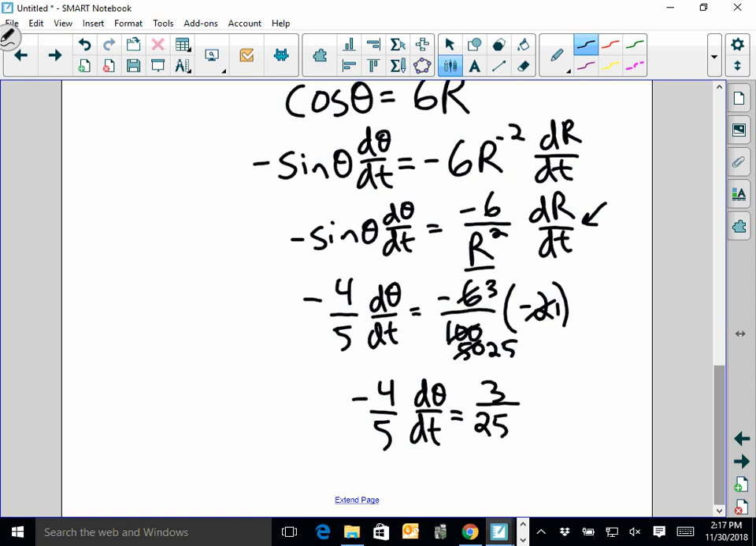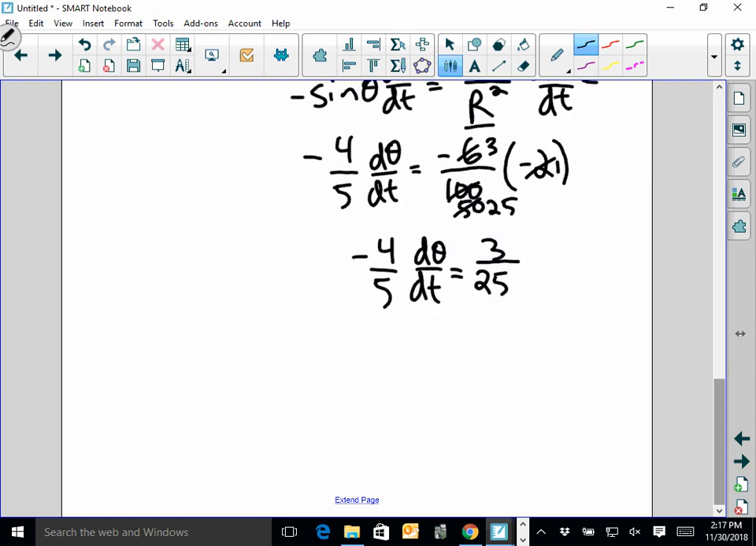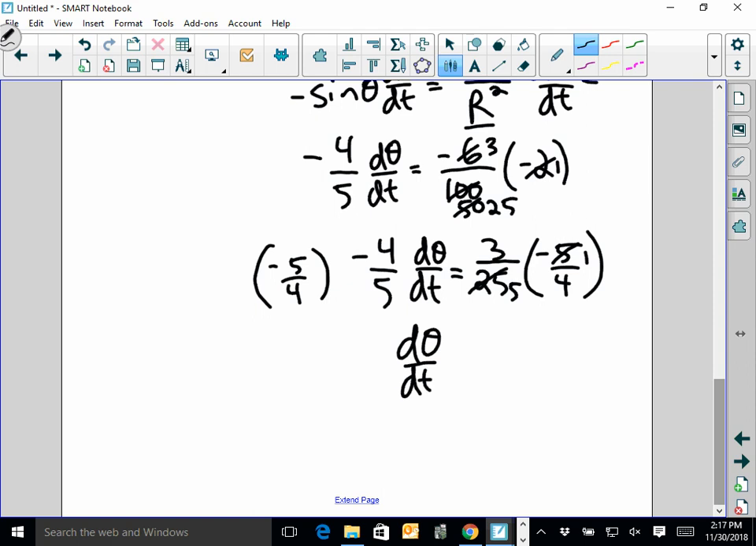Okay, the last thing I need to do is multiply both sides by the reciprocal of this, which would be negative 5/4. That 5 becomes, negative 5 becomes a negative 1, this becomes a 5. And I get d theta dt equals negative 3 over 20 radians per second. A challenging problem, no doubt, but doable.